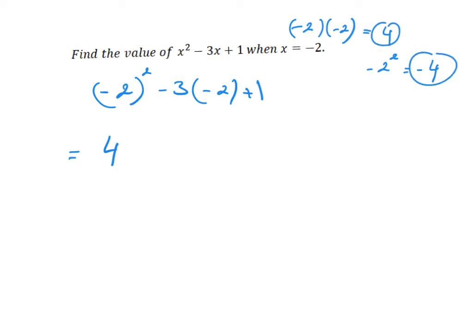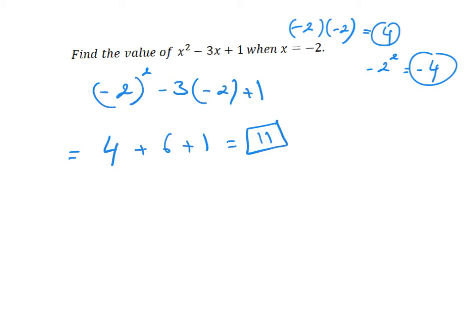And the next one, we have -3 times -2. So as we can see, we use the order of operations, which is PEMDAS. So we use exponent first, then multiplication, then addition. So we have -3 times -2 would be +6 plus 1, right? And 4 plus 6 is 10. 10 plus 1 would be 11. And that's going to be the answer.